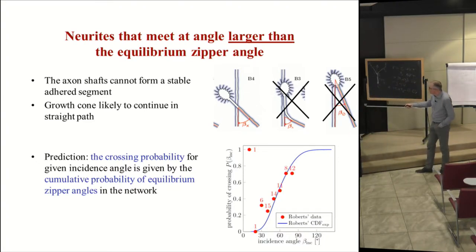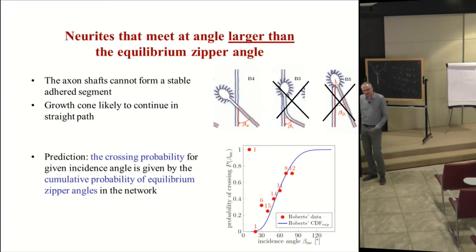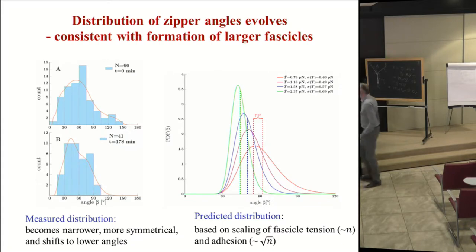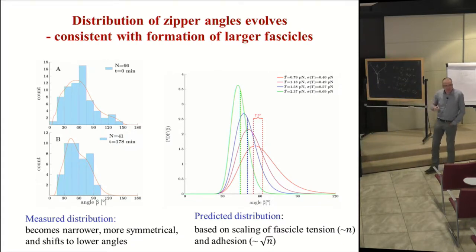Here is the cumulative probability distribution, and here are data points from the Roberts paper, and the data points are the probability that the two neurons will cross if their incidence angle was this much. This is an outlier, just one measurement. Otherwise, it fits reasonably well. So even thinking about the zippering in quite simple terms immediately starts giving you some prediction on the network level. Now, continuing more on the network level.